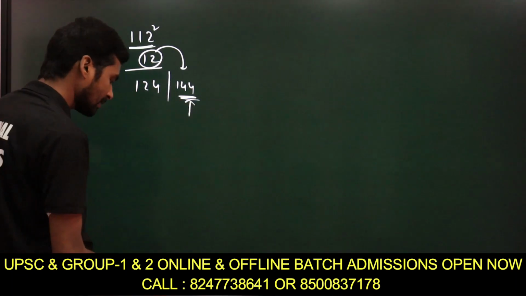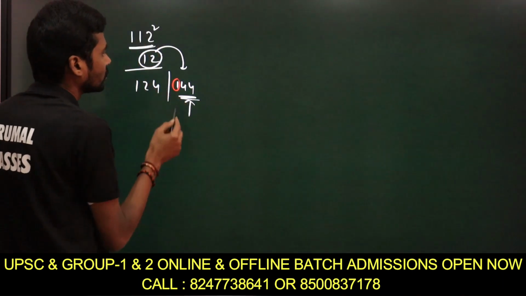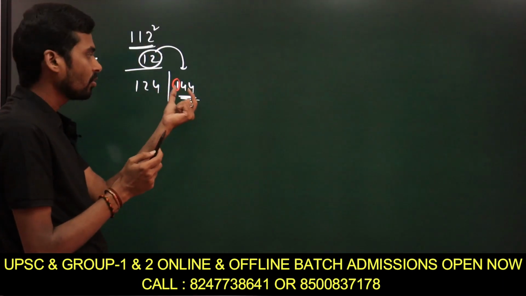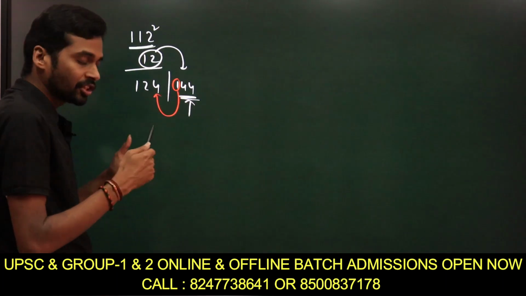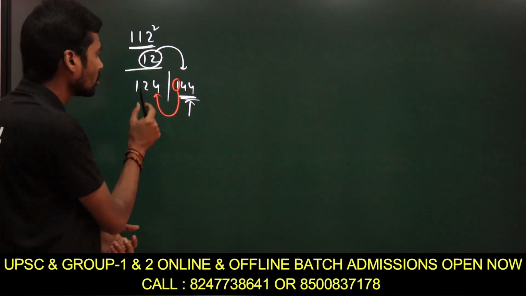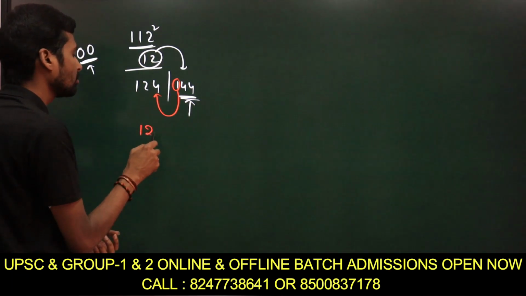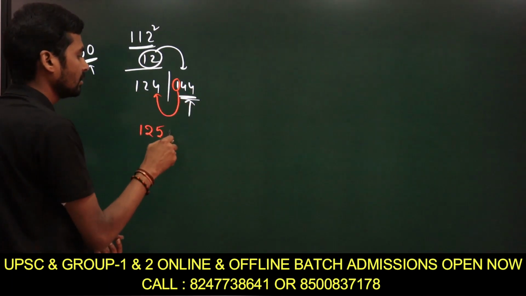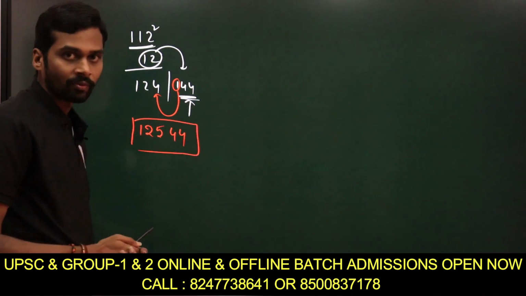So what is the extra digit? We have 144, and the extra digit must be carried forward to the previous digit, which is nothing but adding the remaining digit to the previous number. So 124 should be added to what? 1. 124 plus 1 is what? 125, and then this 44. So what is the final answer? 125, 44. Is it clear?